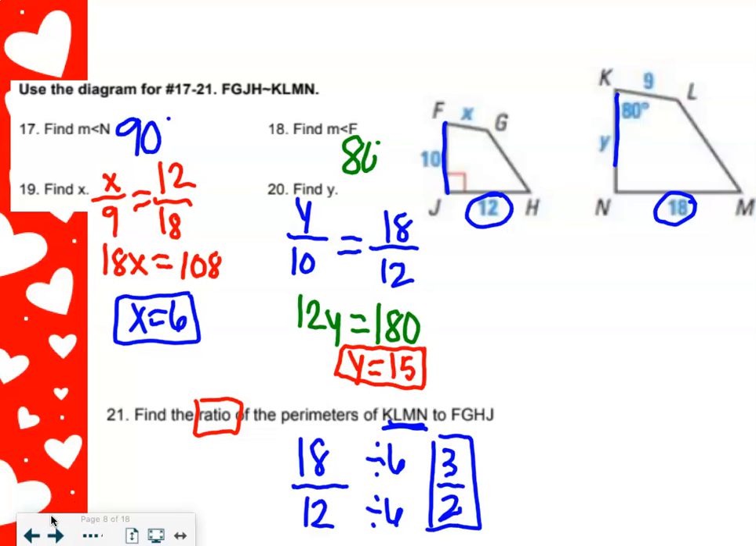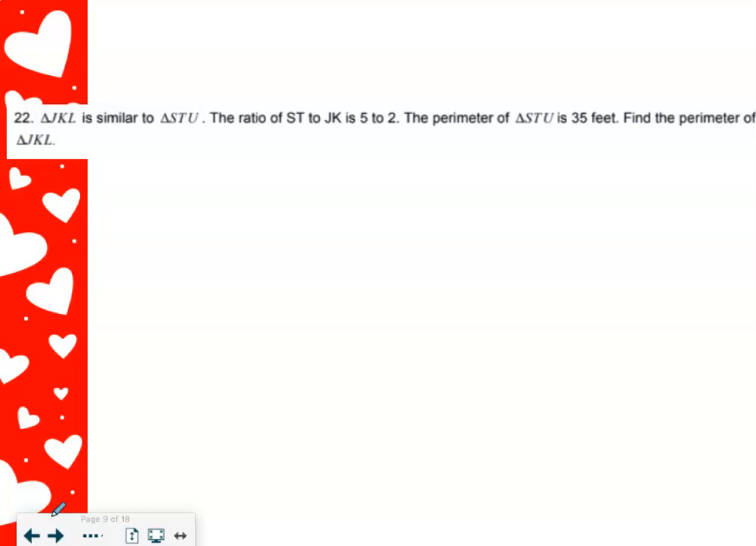And then we'll do the last one together because this one's also kind of wonky. It says triangle JKL is similar to triangle STU. The ratio of ST to JK is 5 to 2, so I'm going to write that. 5 to 2. That's our ratio. The perimeter of STU is 35 feet. Find the perimeter of triangle JKL.